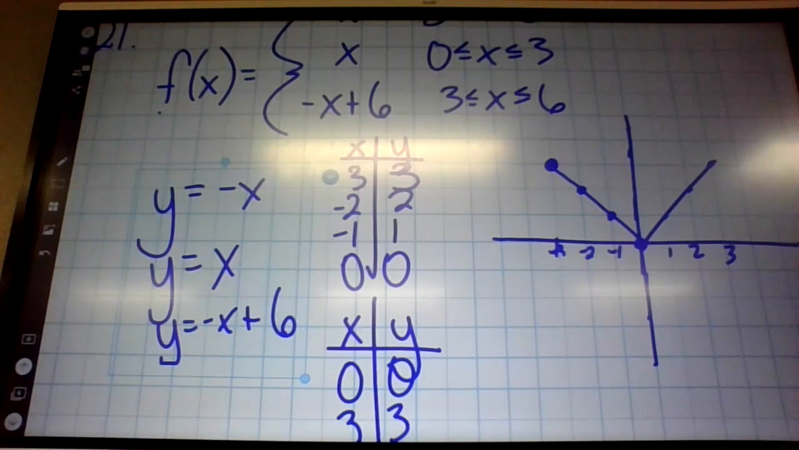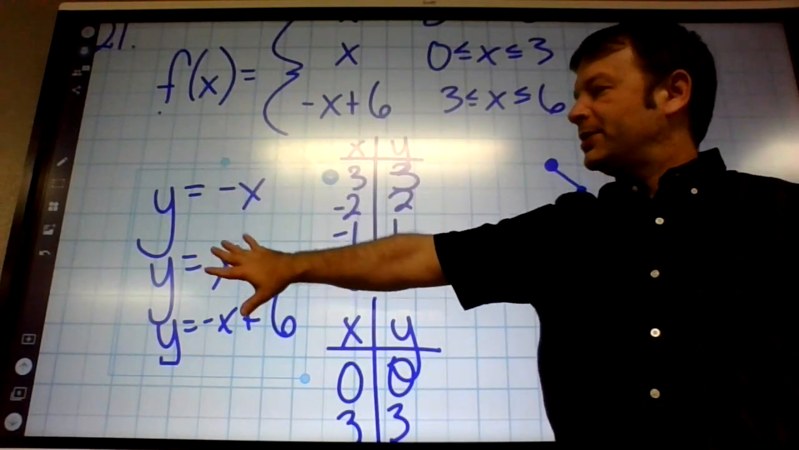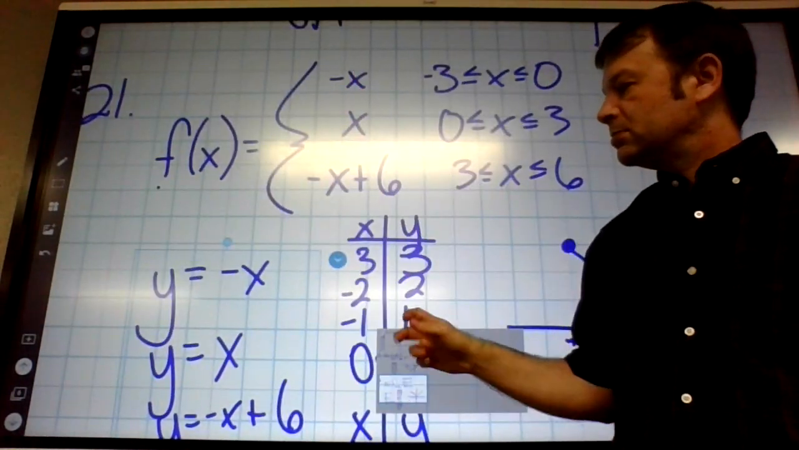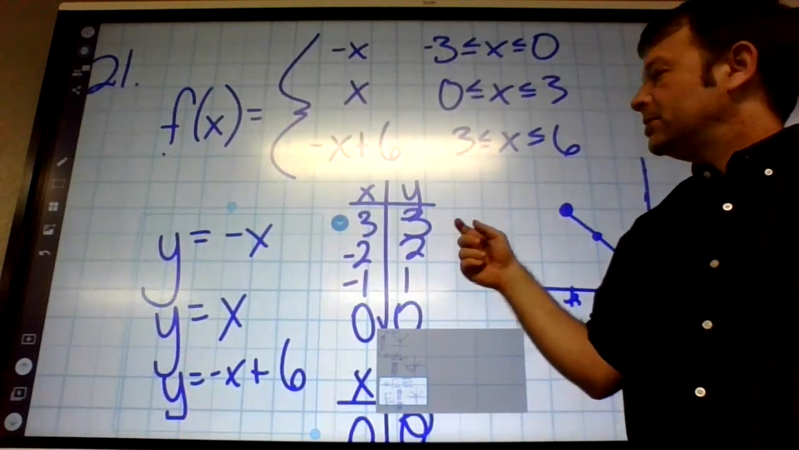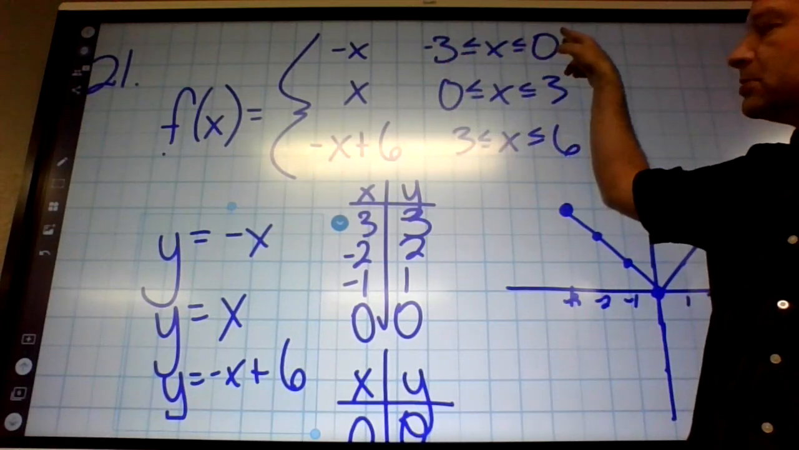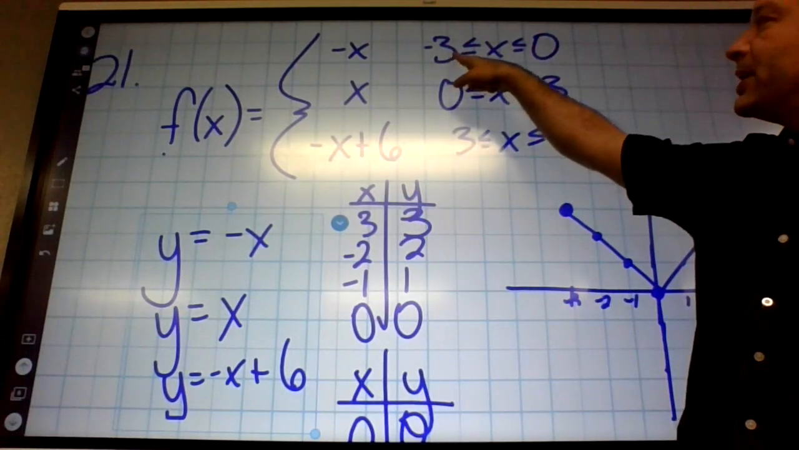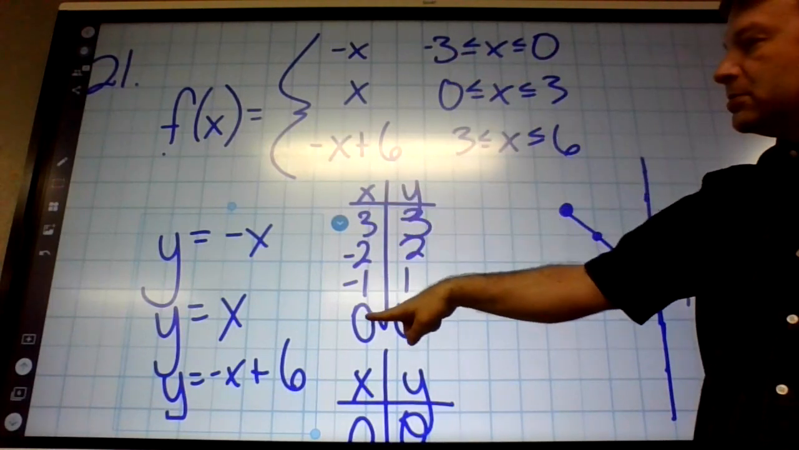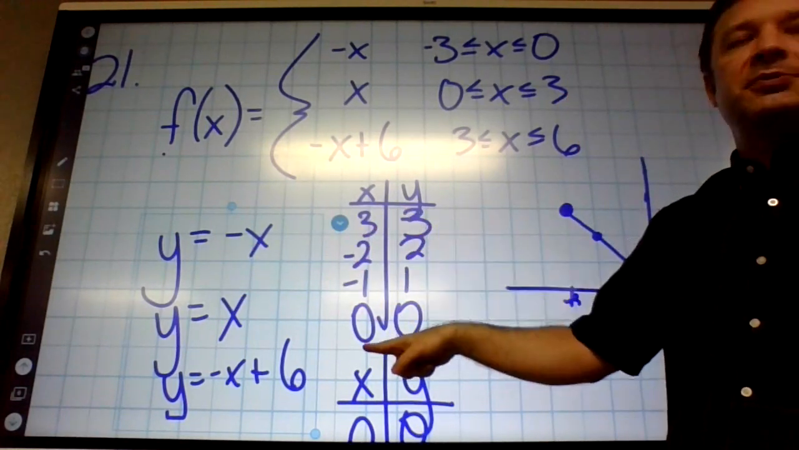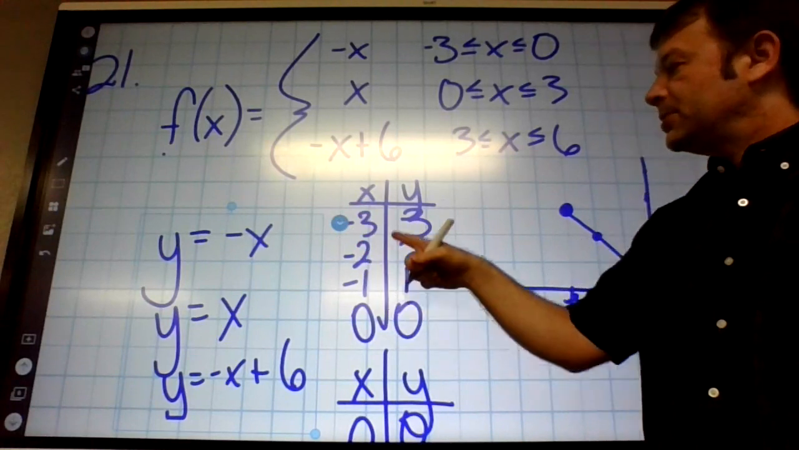Is this making sense? Okay, Shannon, do you know where I got this stuff from? No. Right here. What about that? Do you know where I got this from? No. Right here. These are x values from -3 to 0. So I'm just graphing this line from -3 to 0. There's a negative in there. I just chose those numbers.